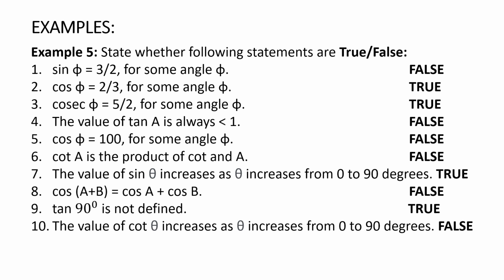The value of cot theta increases as theta increases from 0 to 90 degree. This is false because cot is cos upon sine, correct? So cos obviously decreases from 0 degree to 90 degree. So the value of cot will also decrease, but for tan it will not be the same.